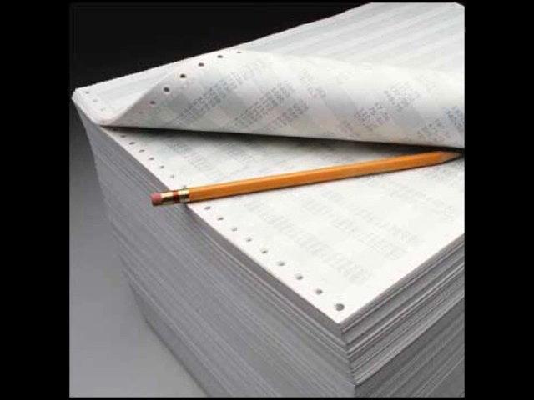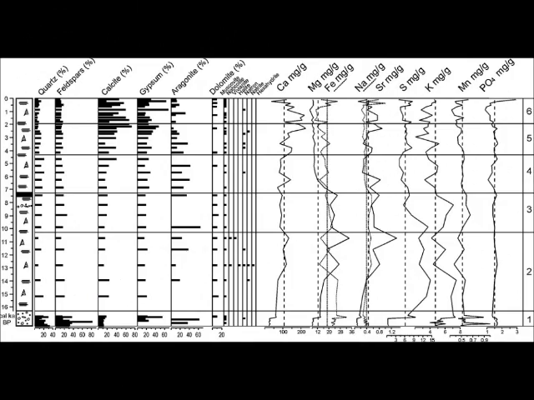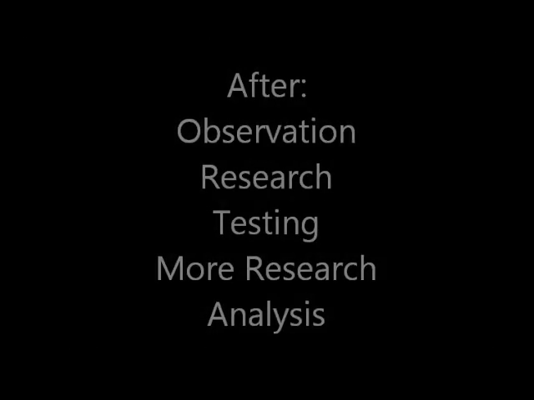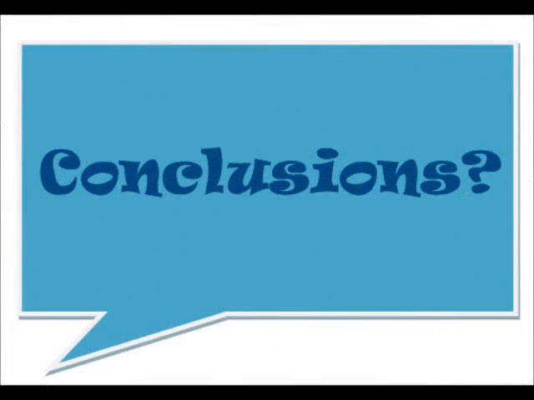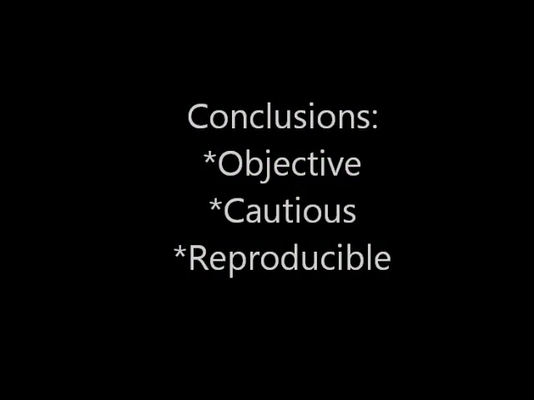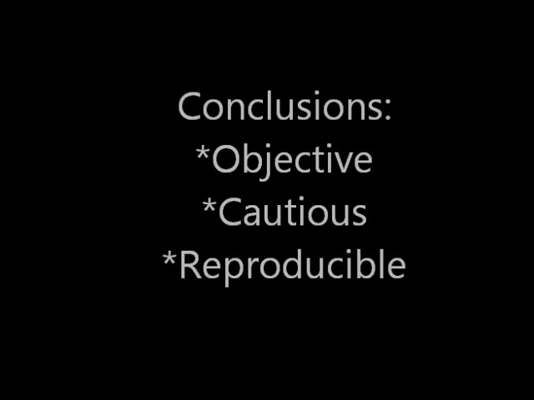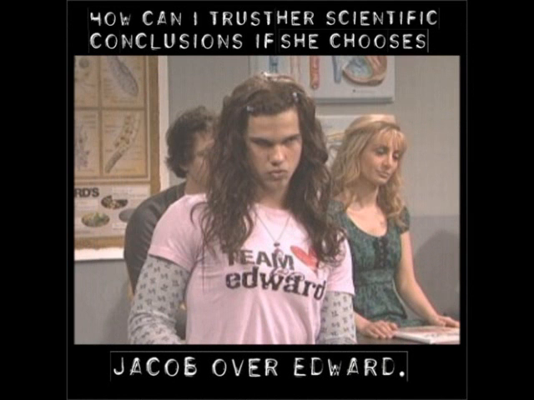Analyzing means just thinking about them, honestly looking at the results and determining do these results lead you to a certain conclusion. And that's what we're about to get to now. After all of that, we've arrived at the end in what we call our conclusions. Now, our conclusions should be objective, cautious, and reproducible. What do we mean by objective? Well, objective means to be aware of your own bias.